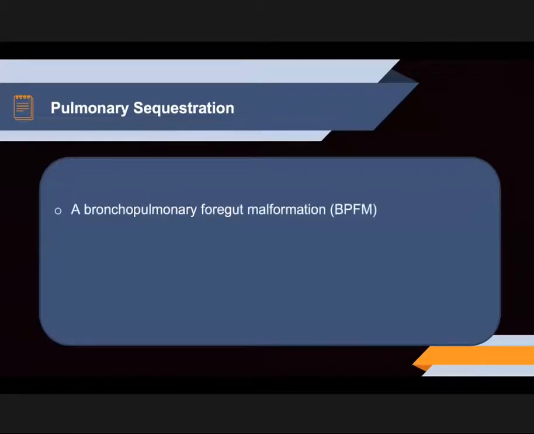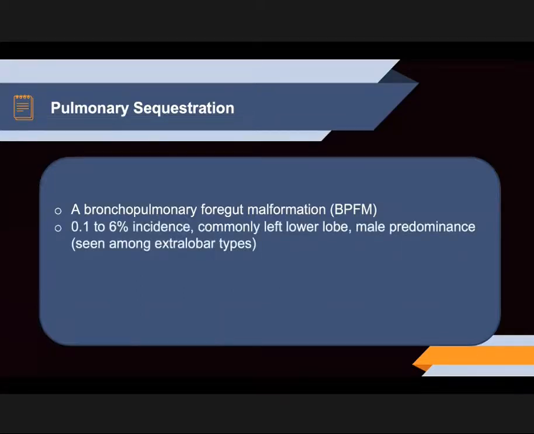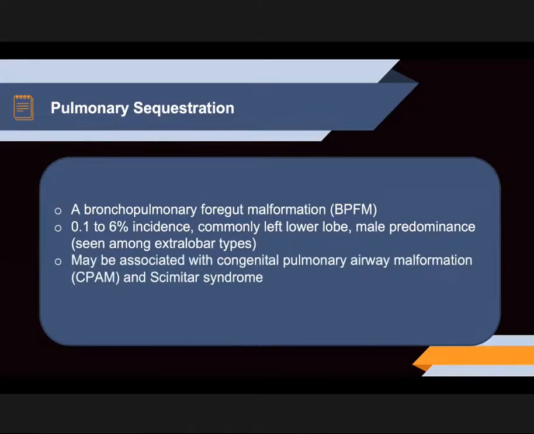So pulmonary sequestration is a bronchopulmonary foregut malformation which results from an anomalous budding of the embryonic foregut and tracheobronchial tree. There is an estimated 0.1 to 6% incidence among all congenital lung malformations, commonly involving the left lower lobe. About two-thirds of the intralobar sequestration present in the left lower lobe, with male predominance of 4:1 established among extralobar types. It may be associated with congenital pulmonary airway malformation or CPAM, which is characterized by multiple cystic lesions of segmental lung tissue with abnormal bronchial proliferation, and also with scimitar syndrome, characterized by a hypoplastic lung that is drained by an anomalous pulmonary vein into the systemic venous system.